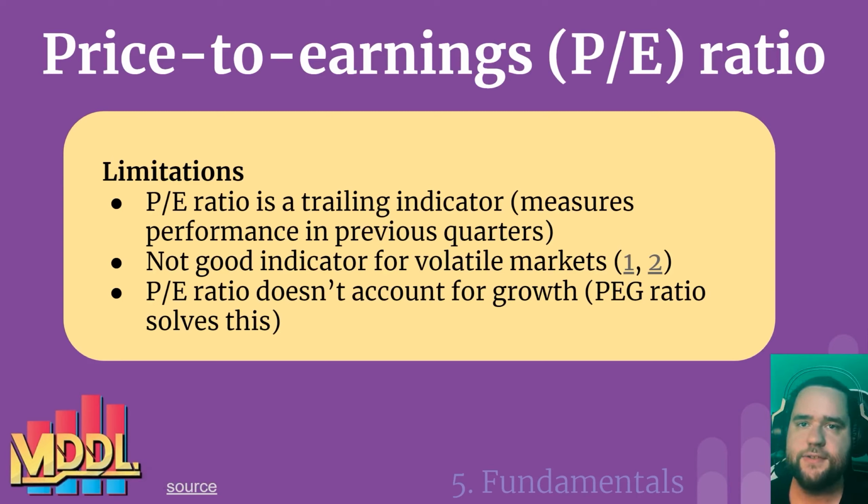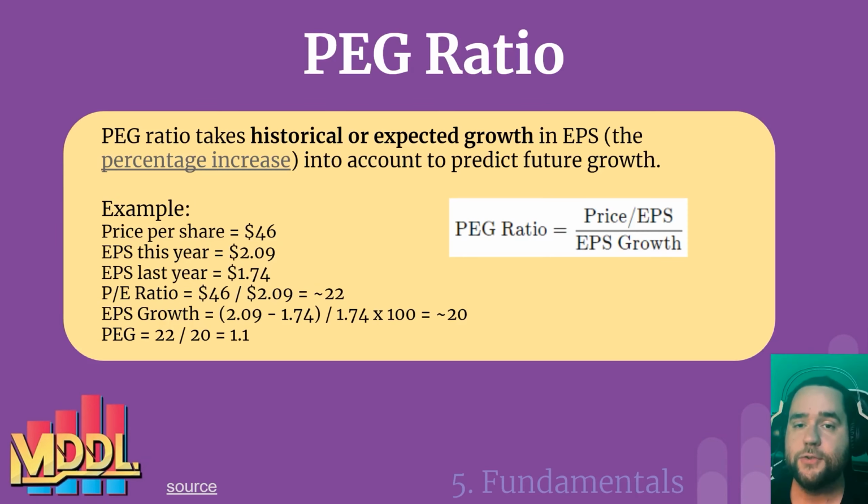Another limitation is that the PE ratio doesn't account for growth, and the PEG ratio is something that's specifically used to solve this. The PEG ratio takes either the expected or historical growth of the earnings per share into account to predict future growth. This growth in EPS is expressed as the percentage increase in the EPS. And so I provided an example here.